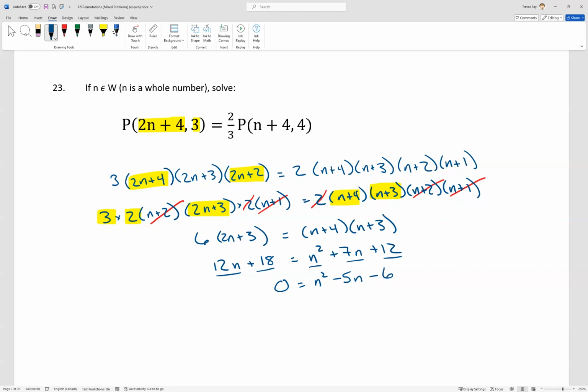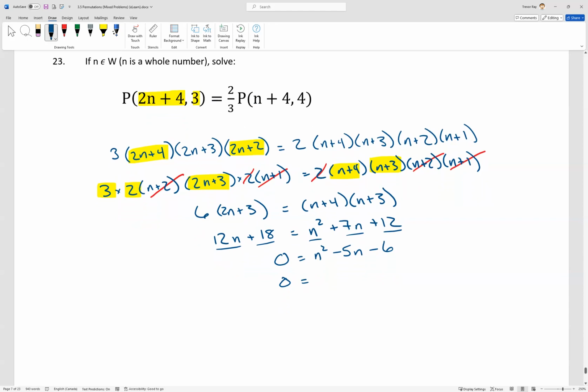At this point, you can use the quadratic formula, or if you remember how to factor, you can do that. I'm going to factor it because factoring is just a little faster, and I don't have to worry about using up a lot of space. This is going to be n minus 6, n plus 1. And that means that n equals 6 or n equals negative 1.